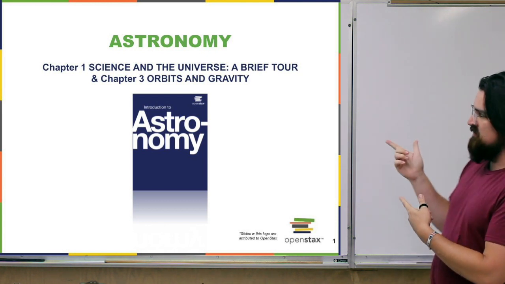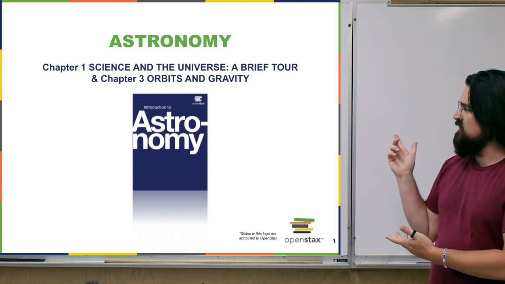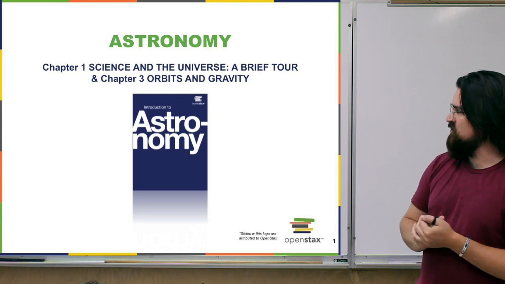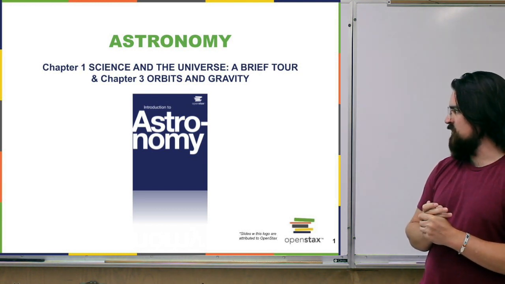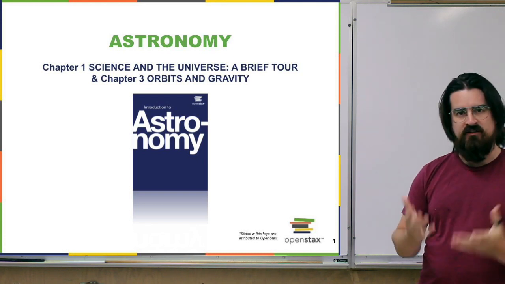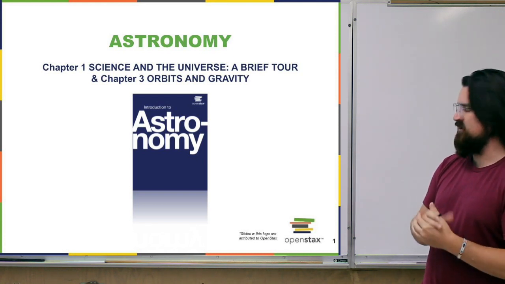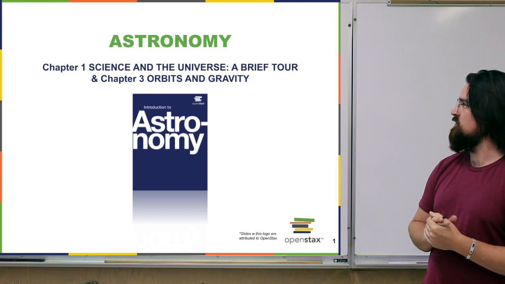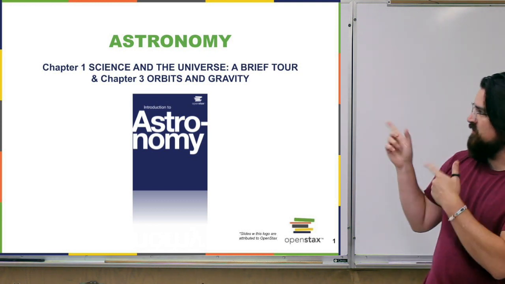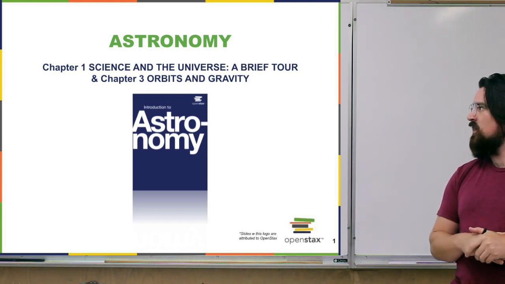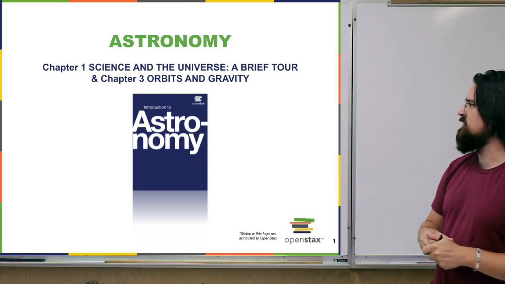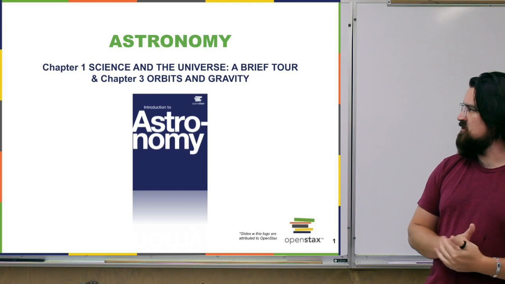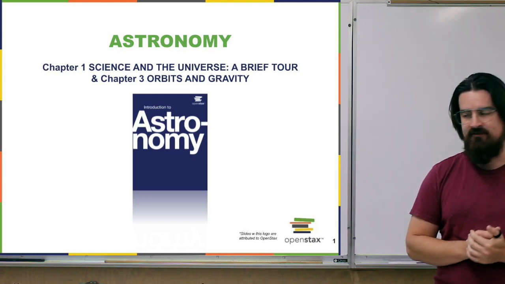That said, the text that I'll be following is Astronomy, Introduction to Astronomy. It's an OpenStax production, a freely available textbook you can find online, download as a PDF, or just look at online. In this lecture, we're going to look at science broadly in the universe and a bit about astronomy broadly. Then we'll get to talking about orbits and gravity.